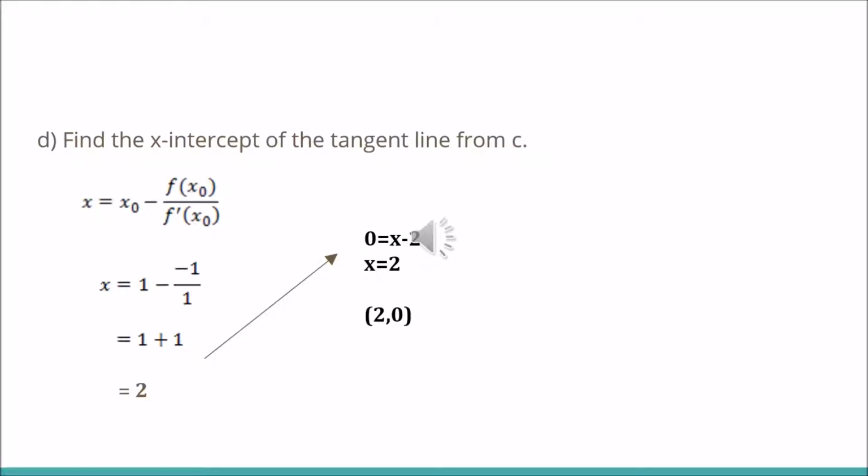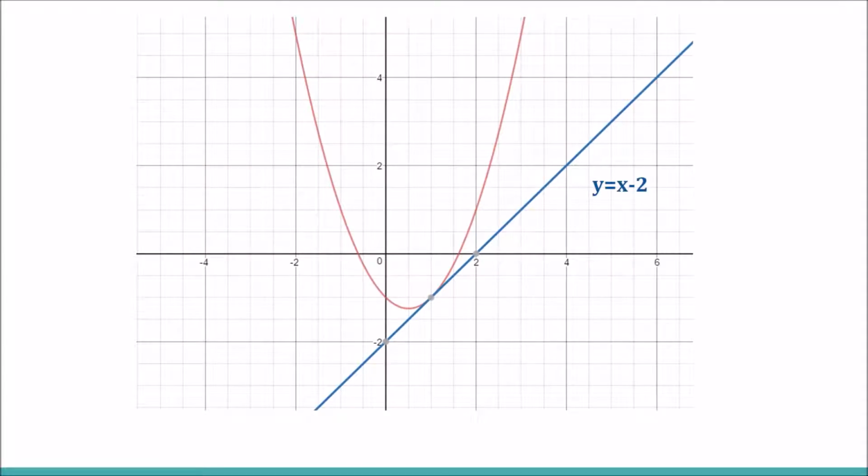Since x-intercepts are when y equals 0, we plug in 0 for y in our tangent line, leaving 0 equals x minus 2, and x is also 2. The x-intercept for our tangent line is (2, 0), so we know the function has a root at approximately 2. This is our first tangent line with an x-intercept of 2.